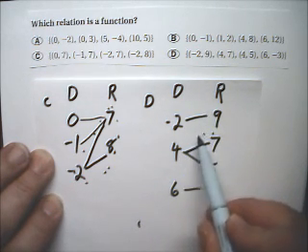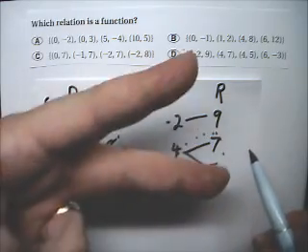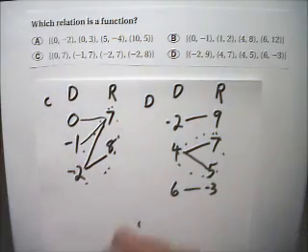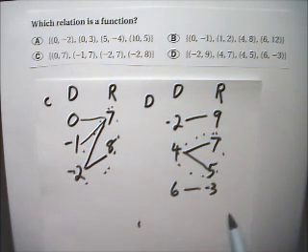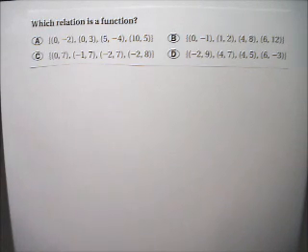So again, once more, it's this fork going this way that makes it not a function. Forks going this way are okay. So the only choice that is a function is choice B. That's the only one that is a function.